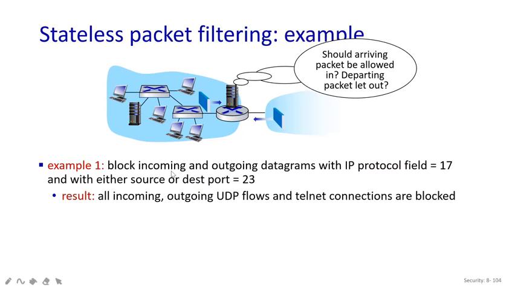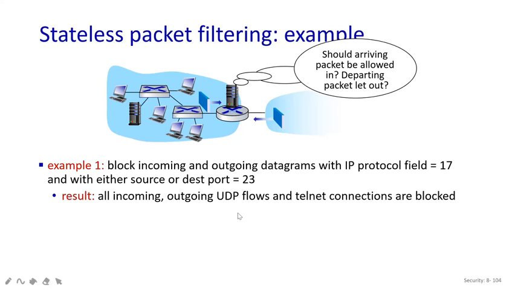Block incoming and outgoing datagrams with IP protocol field equal to 17. This 17 is my incoming and outgoing datagrams with the IP protocol field, that is 17, and also with either source or destination port number 23. So what will be my result? How am I going to receive or send the packets back? The result will be that all incoming and outgoing UDP flows and the telnet connections are blocked.